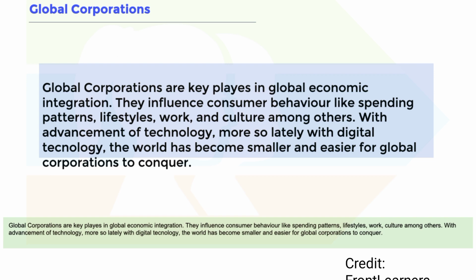Global corporations are key players in global economic integration. They influence consumer behavior like spending patterns, lifestyles, work, culture, among others. With advancement of technology, more so lately with digital technology, the world has become smaller and easier for global corporations to conquer.